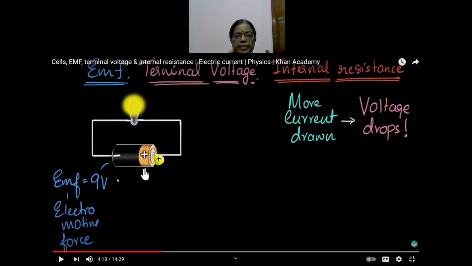Joule per coulomb is volt. 9 joules per coulomb of energy is what a charge has when it reaches here. But due to the energy dissipation, energy wastage as heat energy, it will not have that much energy. Sometimes it will have 5 joules per coulomb of energy.